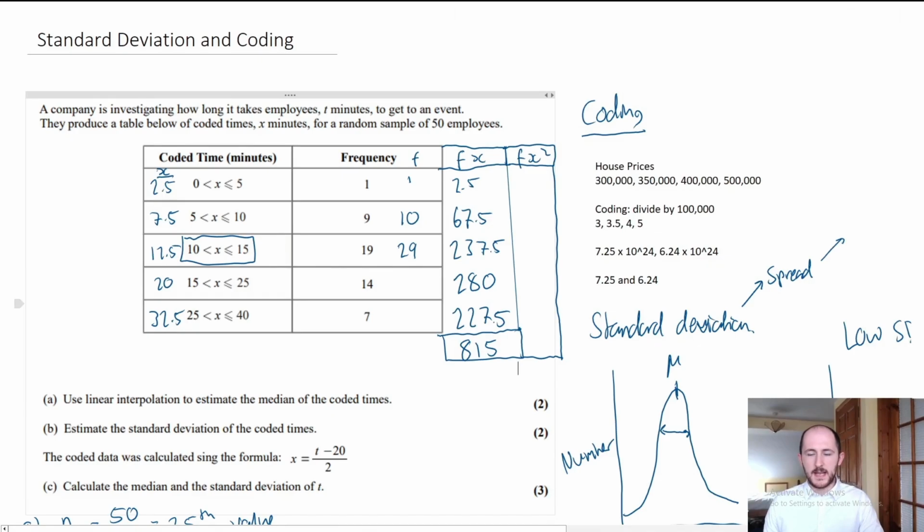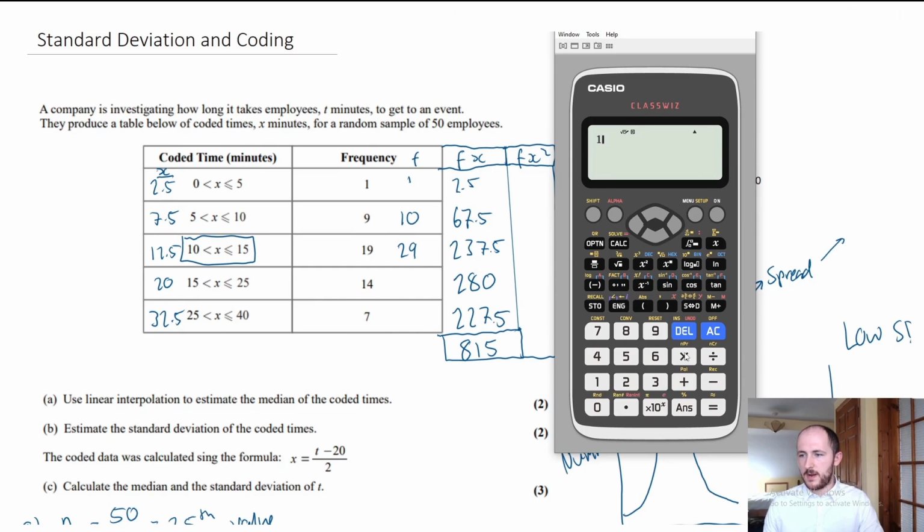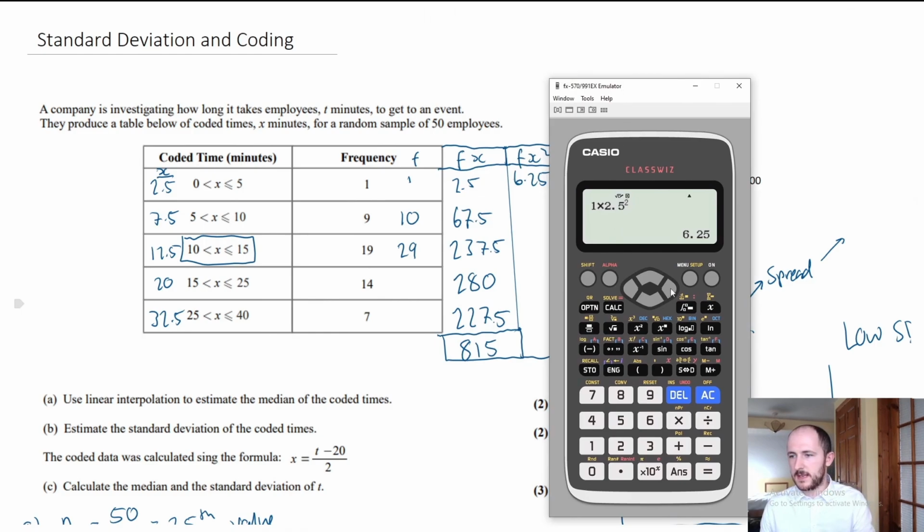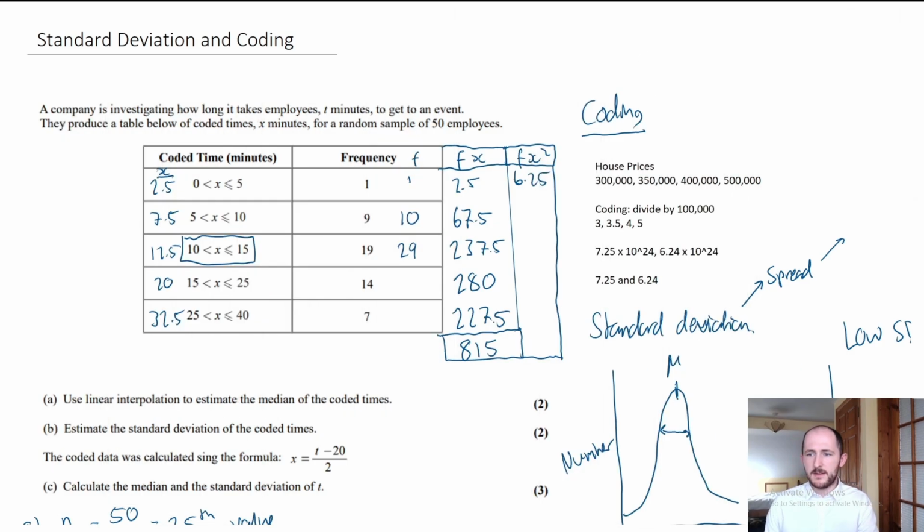Now, fx squared might look a bit tricky, but all it is is f times x squared. So quite literally, it's just going to be 1 times 2.5 squared. And that's it, 6.25. And you do this for all of the other values, just like you did in the first one. So here the frequency is 9. And again, we can just change these numbers, make it 7.5. Gives you 506.25.